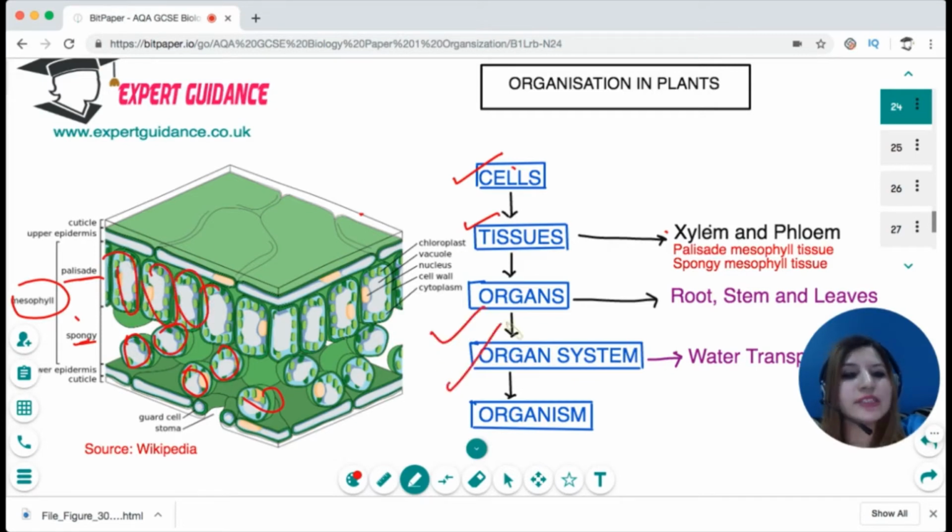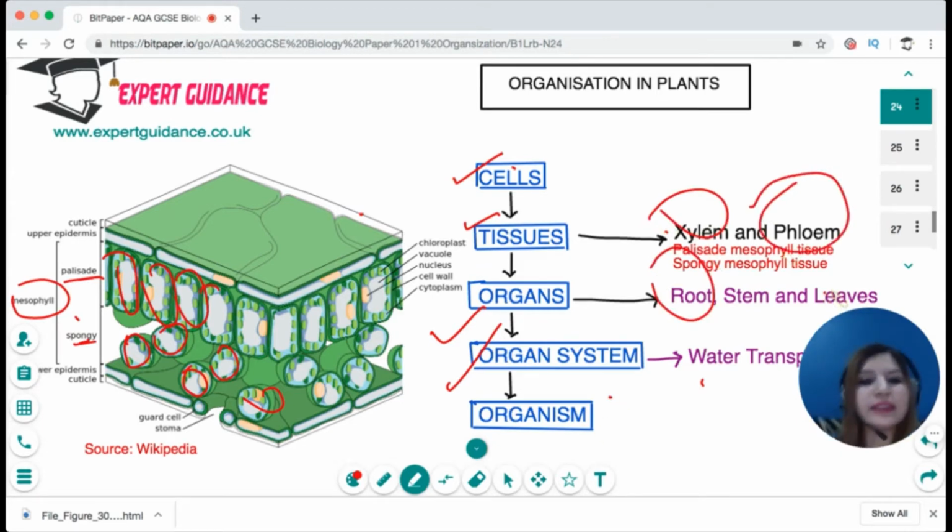In the organ system, we have a water transport system and the food transport system. The water transport system consists of xylem and the roots. The food transport system consists of the phloem and the leaves, and all of this makes a plant organism.